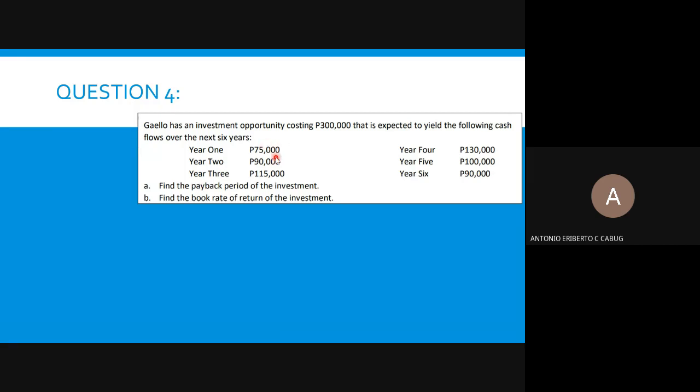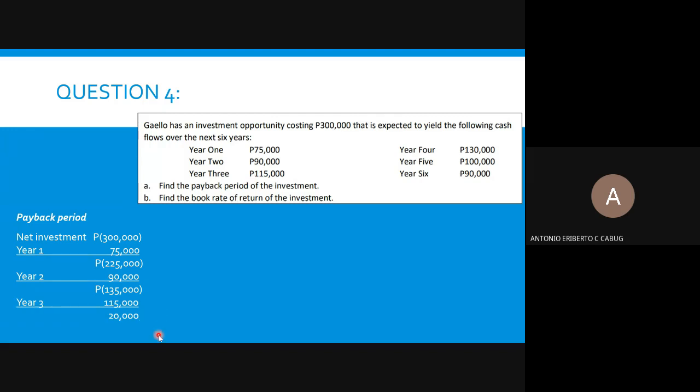Galo has an investment opportunity costing 300K, expected to yield the following cash flows over the next 6 years. So the items given here are actually cash flows. What's the payback period of the investment? 300K is the net investment. Year 1, you can recover 75K of it. By the end of year 1, you are still short 225,000. Year 2, you have 90K, still short 135K. Year 3, 115K, still short 20,000. But year 4, you will have 130K. You do not need to finish year 4 in order to recover the entire 300,000. Your payback period is less than 4 years.